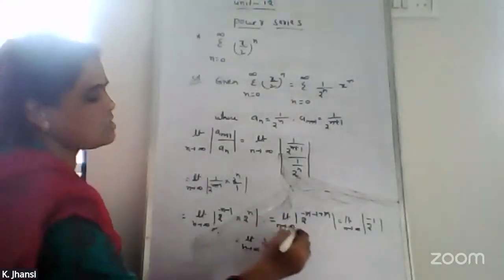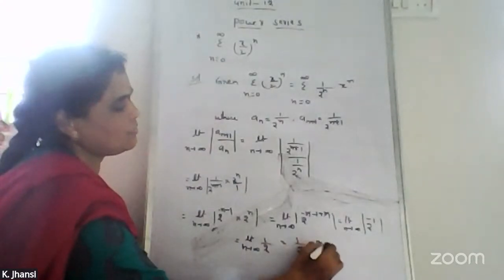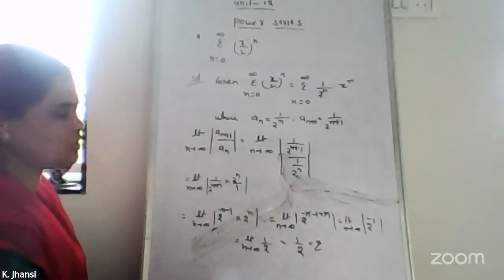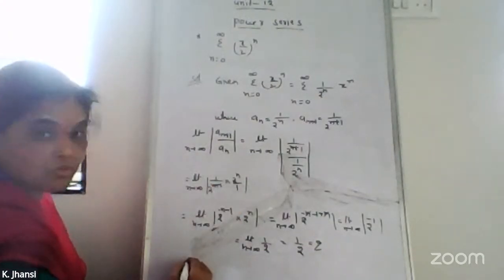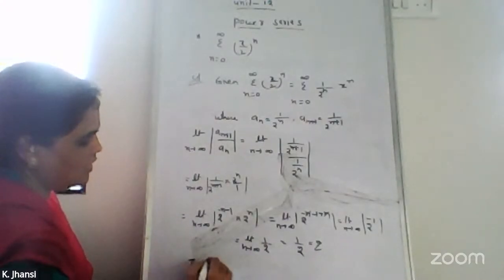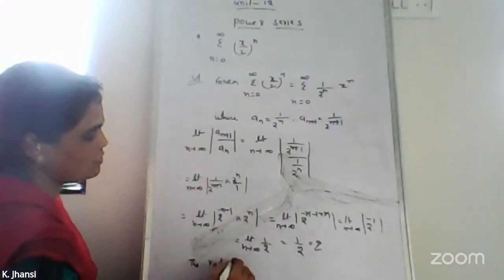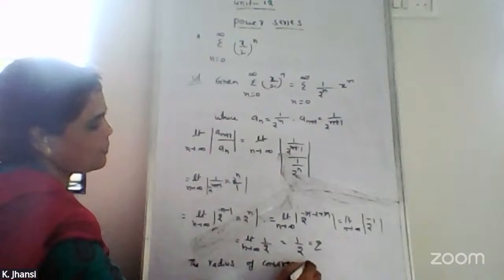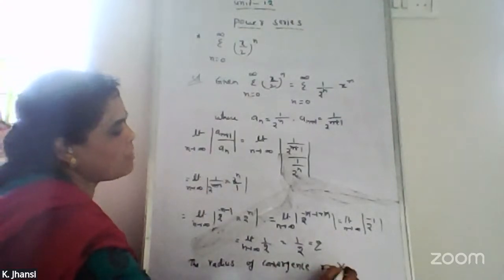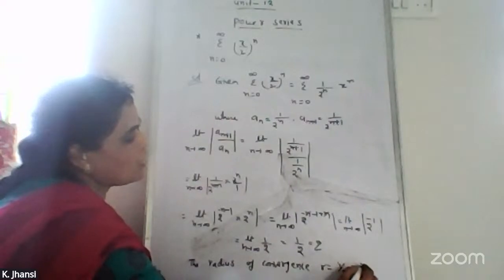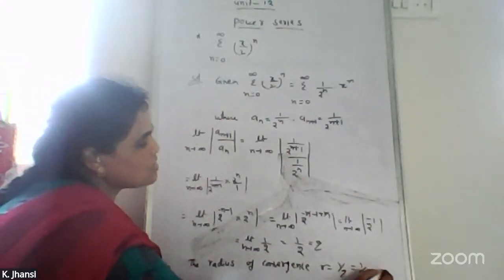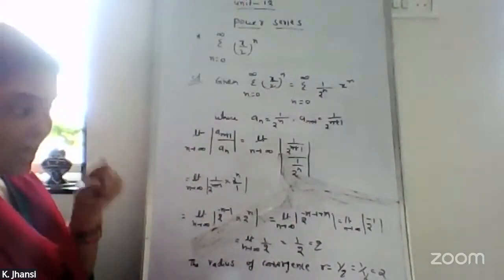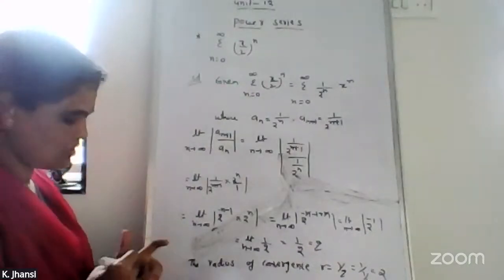So this 1 by 2 is equal to q. So q means this is the radius of convergence, no? The radius of convergence r equals 1 by q. So our q is 1 by 2, so r is equal to 2. So we got the radius of convergence as r equals 2.